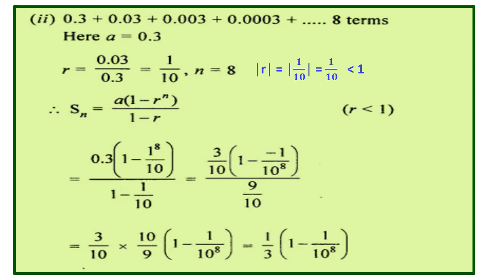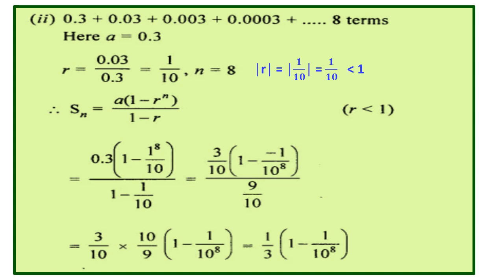And 1 minus of it is 1 by 10 to the power of 8. So 10 to the power of 8 cannot be simplified, keep as it is. And in the denominator we have 1 minus r, that is 1 minus 1 by 10. So if you simplify the denominator, it results as 9 by 10.